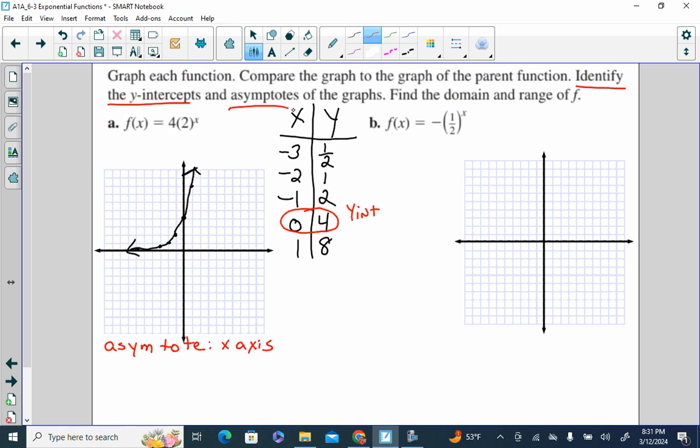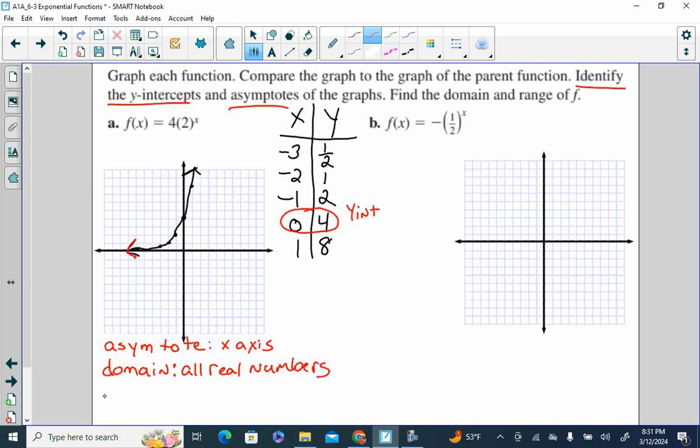Then we have, find the domain and range. So we do domain. What's the domain? Well, the domain, those are your input values. Our input values go on forever in that direction. I can continue with inputs to the left, and I can also continue with inputs to the right on the x-axis. So the domain is going to be all real numbers.